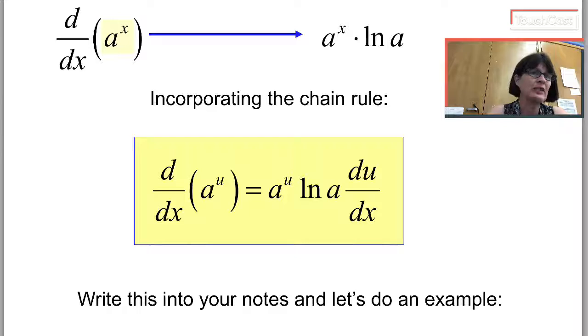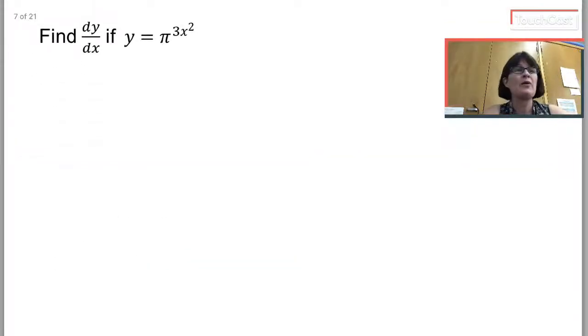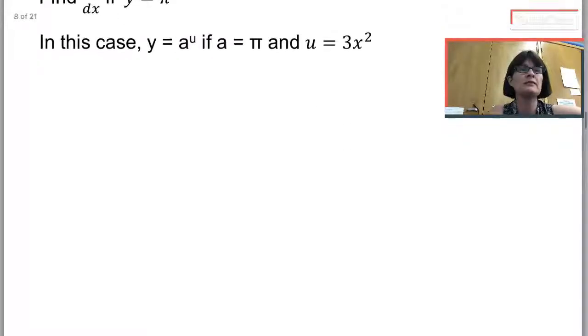Or if I want to write that using the chain rule, there's a place for you to do this on your notes paper. The derivative with respect to x of a to the u is a to the u times the natural log of a times du dx. So I want to find dy dx if y is pi raised to the 3x squared. In this case, my base, the thing that's getting raised to an exponent, is pi, so a is pi. My exponent is a function of x, that's going to be my u. 3x squared is u.